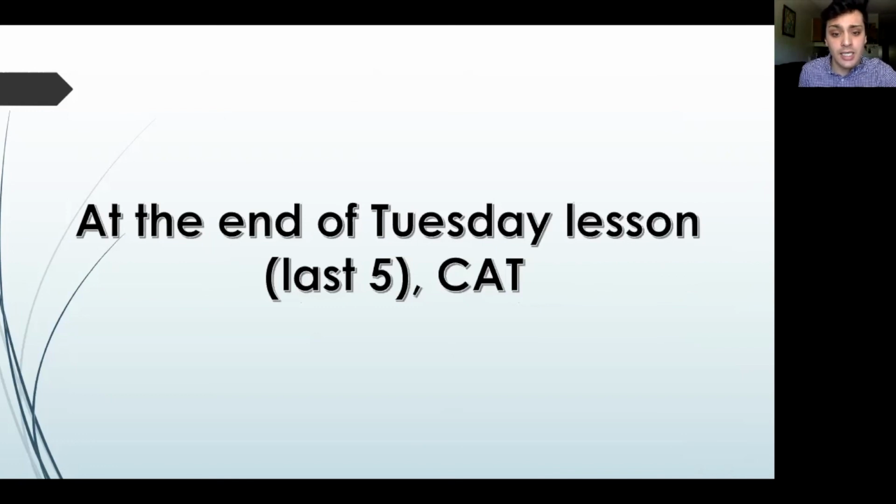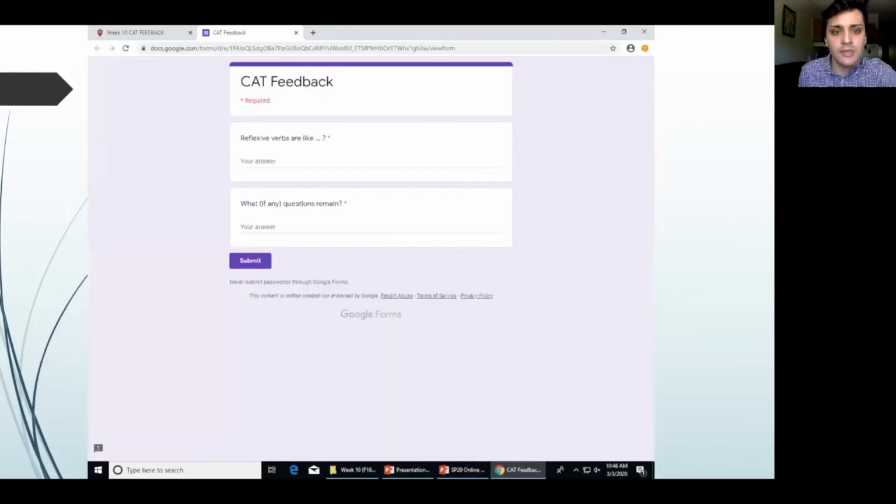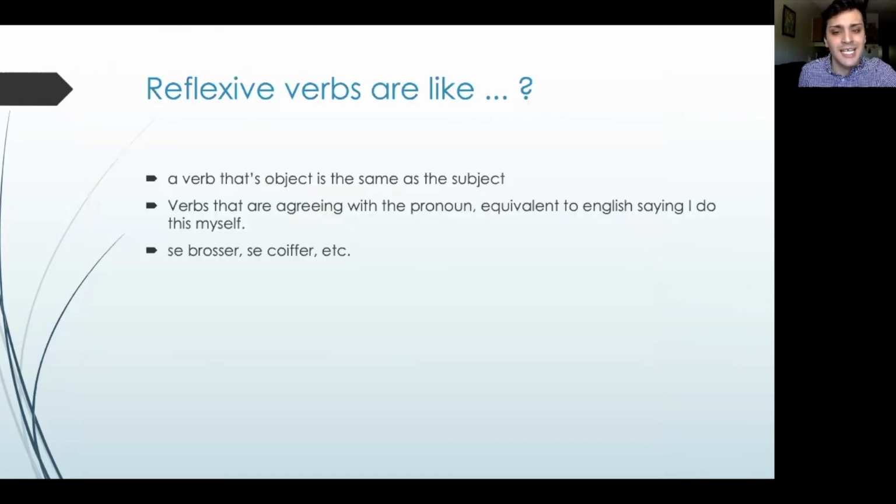But yeah, so then at the end of that day, I asked them to do a CAT, and this was just like the simile CAT. Reflexive verbs are like... And this is what they said. They weren't too out of the ordinary. There's a couple, but a verb that's an object. That object is the same as the subject. So that person didn't do a simile. They just defined it for me.